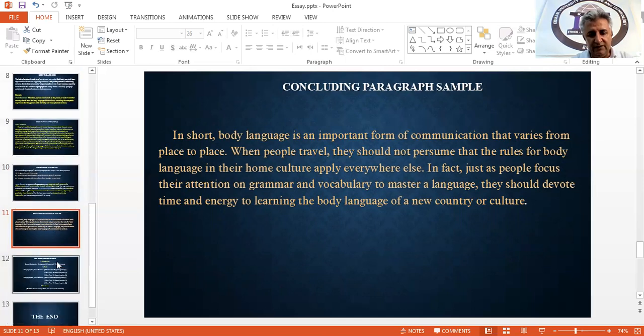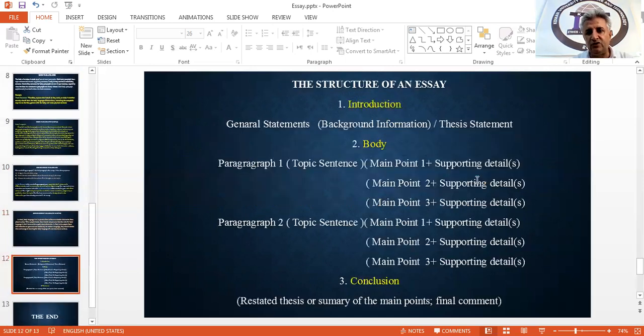And at the end, once again, we review the structure of an essay. It starts with an introduction that consists of general statements and a thesis statement. And then the body that consists of paragraphs, each paragraph with a topic sentence, some main points with supporting details, and finally, the conclusion that restates the thesis or summarizes the main points. It may give a final comment.